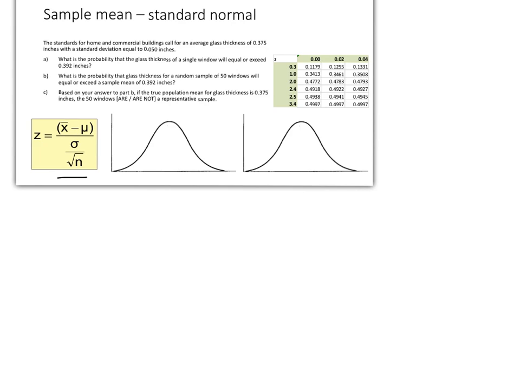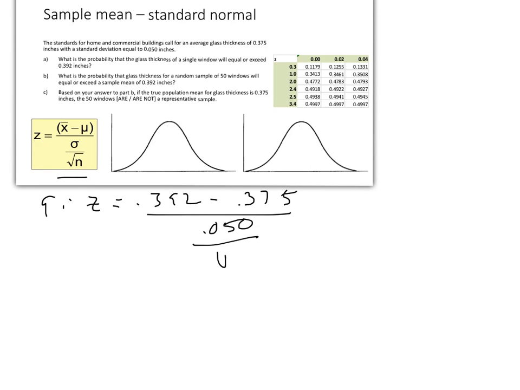So in part A, we have z equals 0.392 minus 0.375 over 0.050 square root of 1, right? The sample of 1. So basically that just cancels itself out there. And our result there then is 0.34. Okay, so z, our standard deviation, or our result, 0.392, is 0.34 standard deviations above the mean.